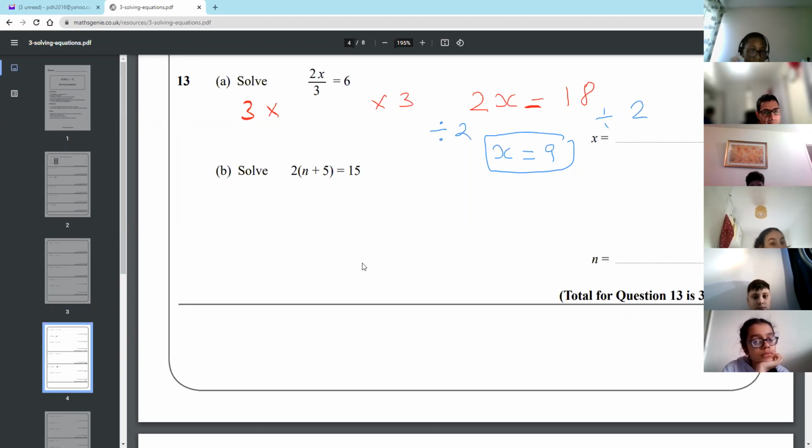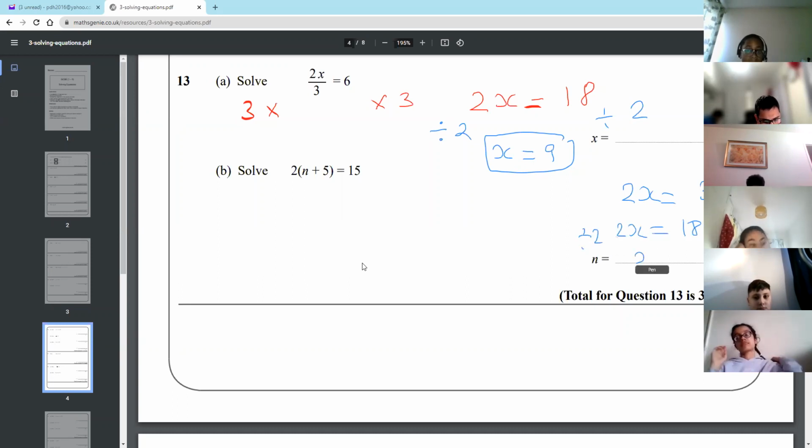Jaden, what would you like to say? I did it a different way and I got the same answer. Go on. So I put 2x equals 3 times 6. Good. And then that's 2x equals 18, and then I divided it and got 9. Yes, it's the same thing we have done, but you wrote it a little bit differently, which is absolutely fine. So we end up with x equals 9.